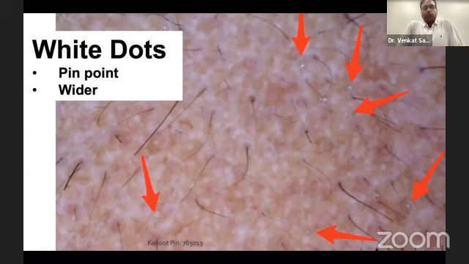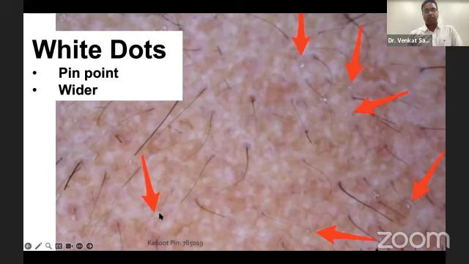So trichoscopy basics first. I think most of you know it, but I'll go through this quickly. You have white dots here, which are small. These represent eccrine or acrosyringeal openings. These are normal, not abnormal. But you have larger white dots, which represent destroyed hair follicles. Remember, these wider ones are not sweat ducts. The sweat ducts are the pinpoint ones. So these are not destroyed hair follicles.